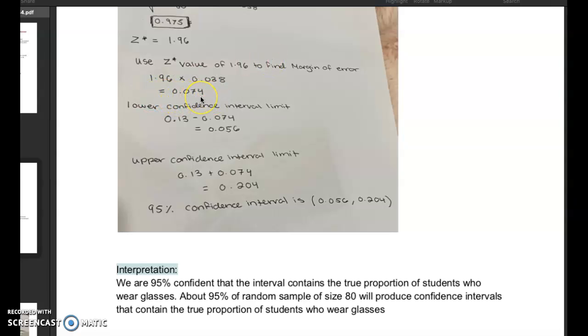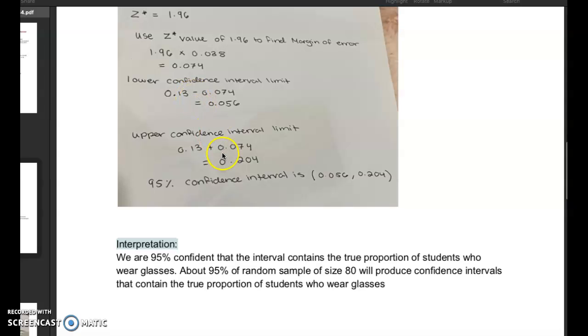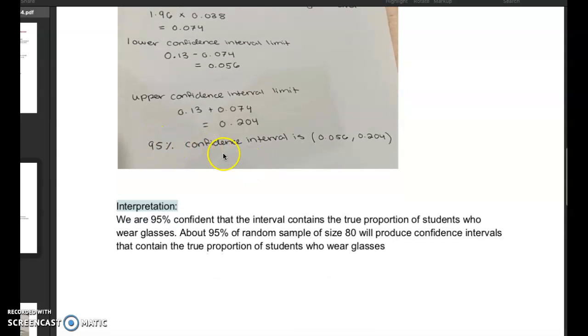And then once you find that, you subtract it and add it with your 0.13, or the percentage of students who wear glasses, my p-hat. So the lower confidence interval limit was 0.13 minus 0.074, which is 0.056, and the upper confidence limit would be 0.204. Now, the 95% confidence interval is 0.056 to 0.204. In other words, 5.6% and 20.4%.